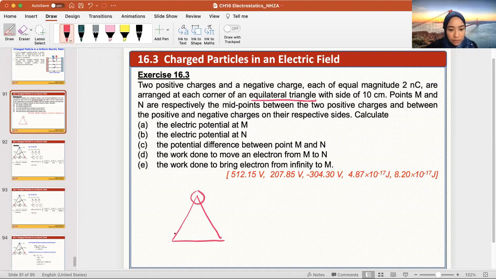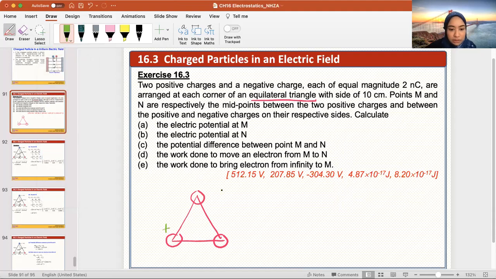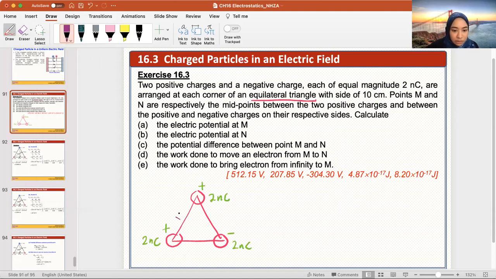So we have three charges: two are positive and one is negative, each of equal magnitude, 2 nanocoulomb. So everything is the same, only the signs differ. With a side of 10 centimeter. Okay, so let me write that. So this is 10 centimeter.